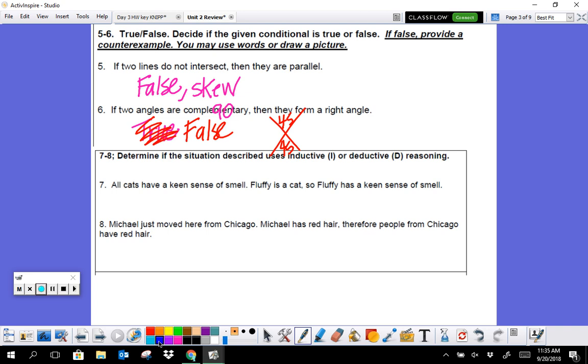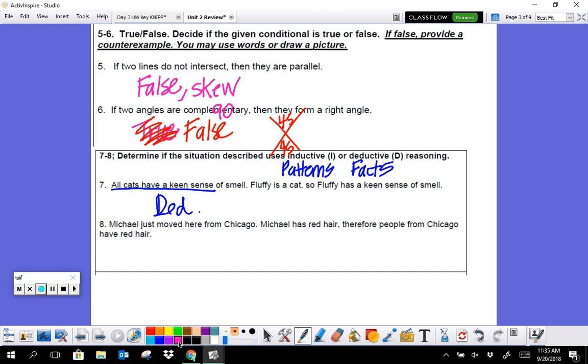7 and 8, determine if the situation described uses inductive or deductive reasoning. Inductive has to do with patterns, and deductive has to do with facts. So number 7, all cats have a keen sense of smell. Fluffy is a cat, so Fluffy has a keen sense of smell. This is based off of the fact that all cats have a keen sense of smell. Because it's based off of facts, that means it's deductive reasoning.